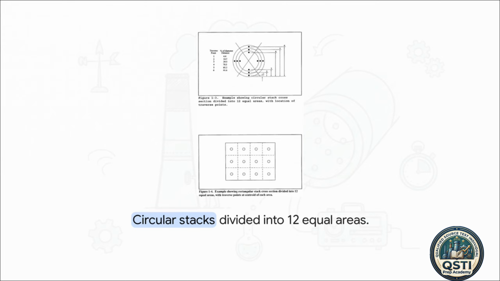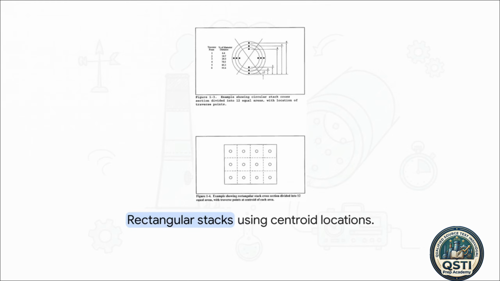For particulate traverses, one of those diameters has to be in the plane containing the greatest expected concentration variation, which is usually matching the direction of whatever bend is right upstream. Rectangular stacks are honestly a bit easier to visualize. You just chop the cross-section into a grid made of equal, smaller rectangles. Then you drop your traverse point dead center, right at the centroid of each little area. It's basically just a perfectly balanced checkerboard.